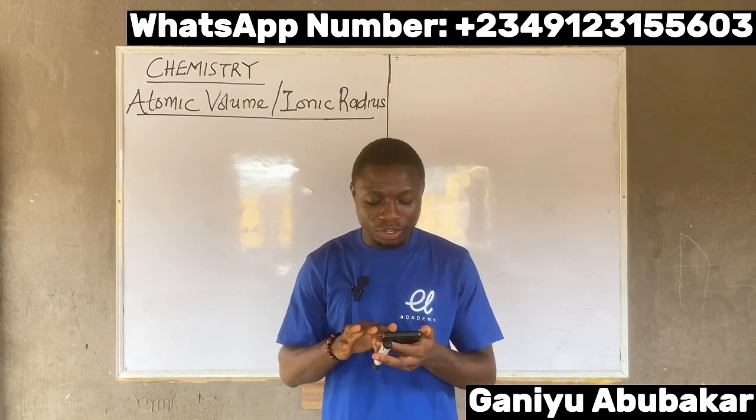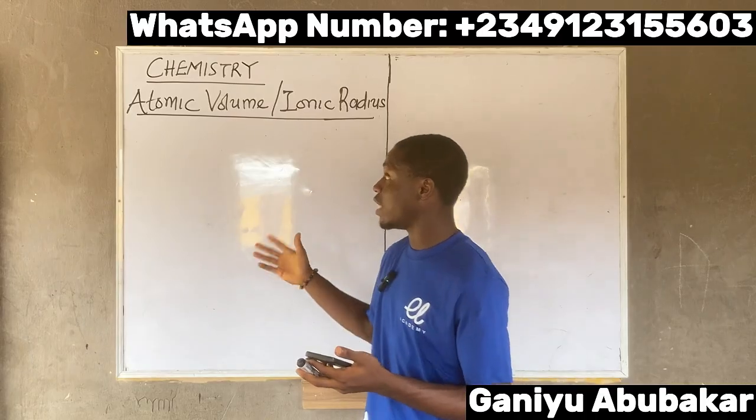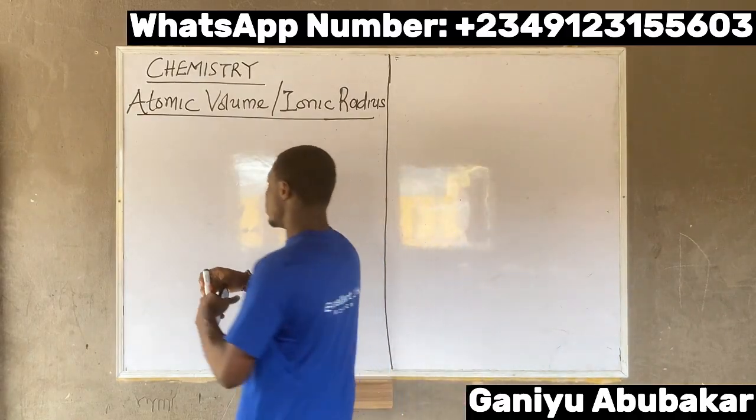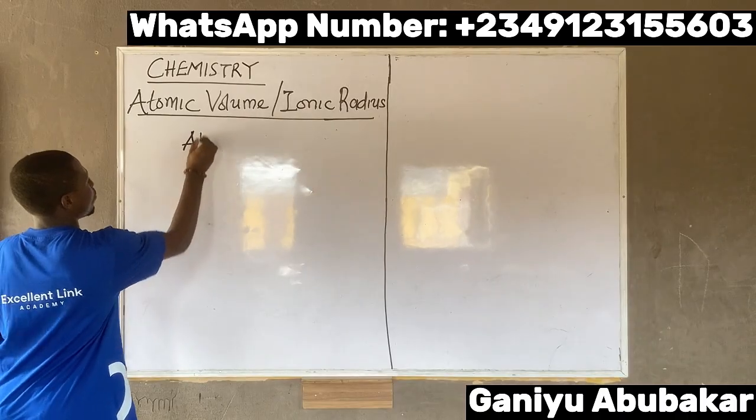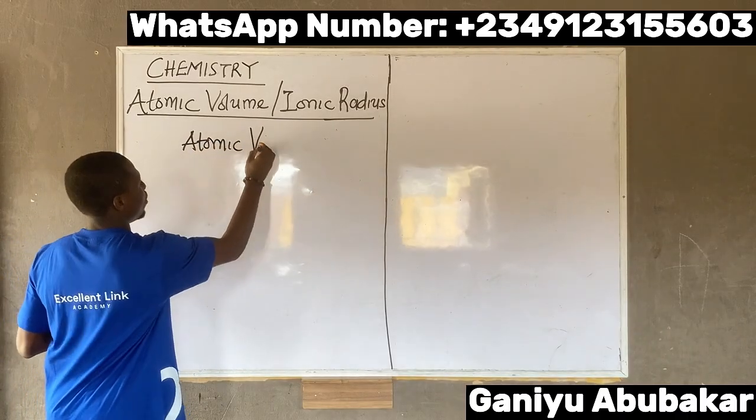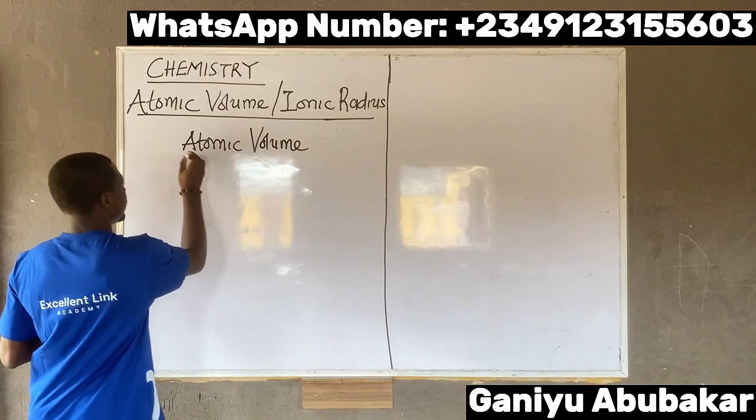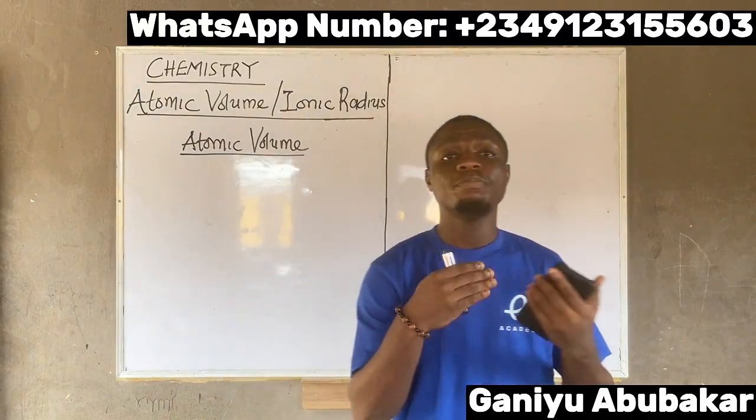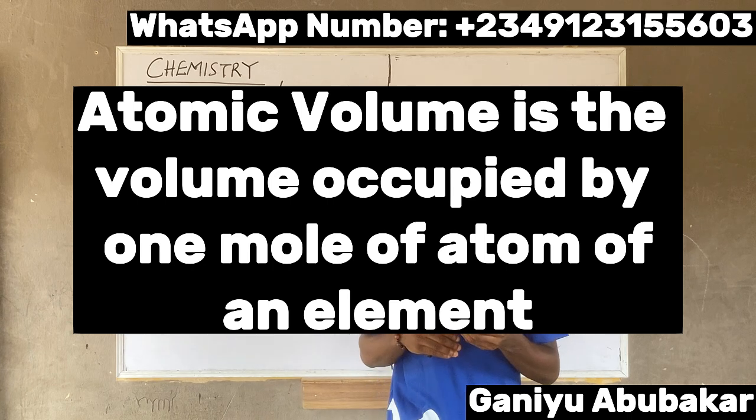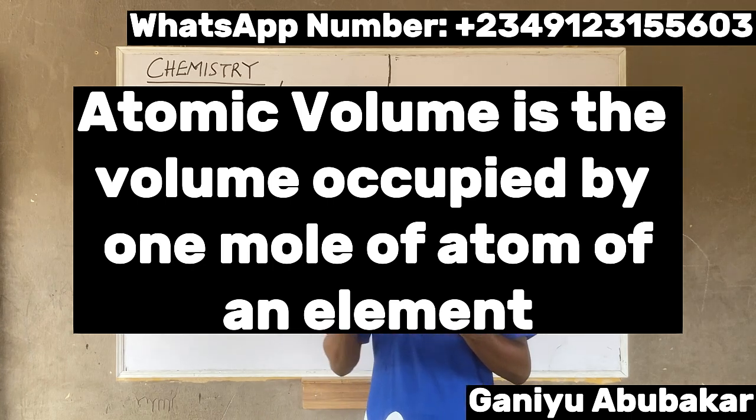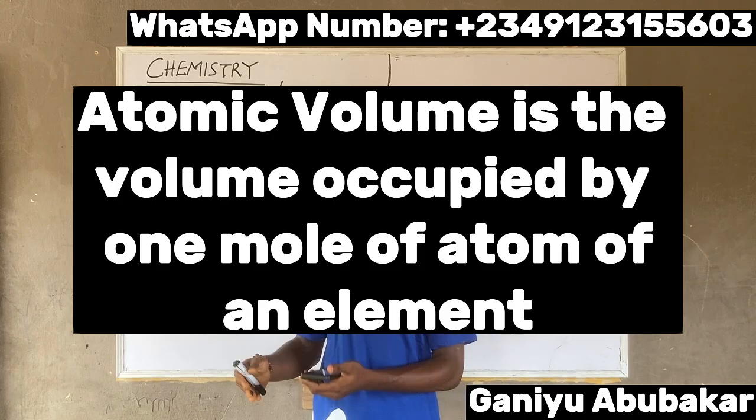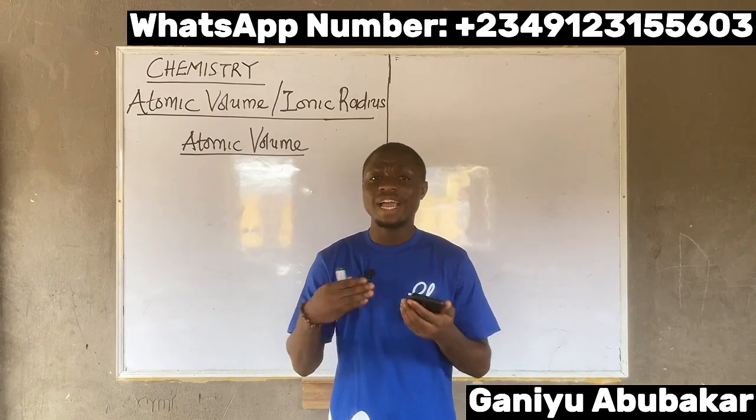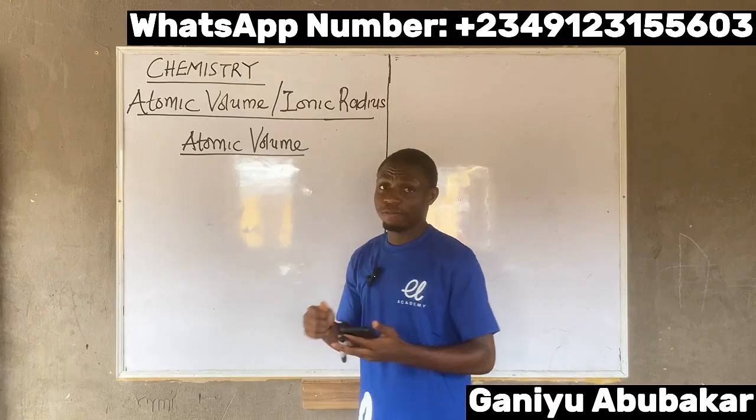First things first, let's start with the concept of atomic volume, because there are two things here: atomic volume and ionic radius. They're two different things, so let's look at them one after the other. The first thing is atomic volume. Let's give a definition, what it means and how you can apply it in the study of periodicity. Atomic volume is the volume occupied by 1 mole of atoms of an element. So the volume occupied by 1 mole of atoms of an element is said to be atomic volume.